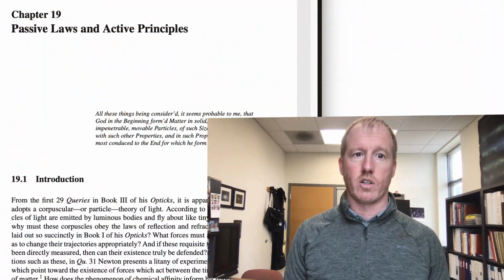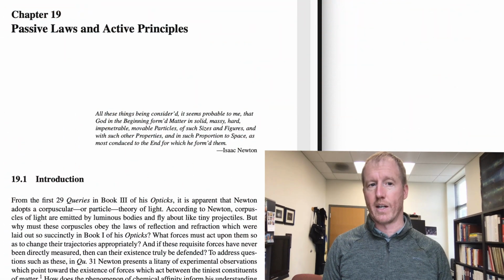You might remember in my previous lecture, we finished up our discussion of Isaac Newton, his book Optics, where he argues for the particle theory of light. Unfortunately, we had to skip over chapter 19, which is called Passive Laws and Active Principles. This would have been the last chapter that we studied of Newton, but we had to skip over it. I really regret that because there's some fascinating stuff in this chapter. I'd highly recommend you read it if you have the time.